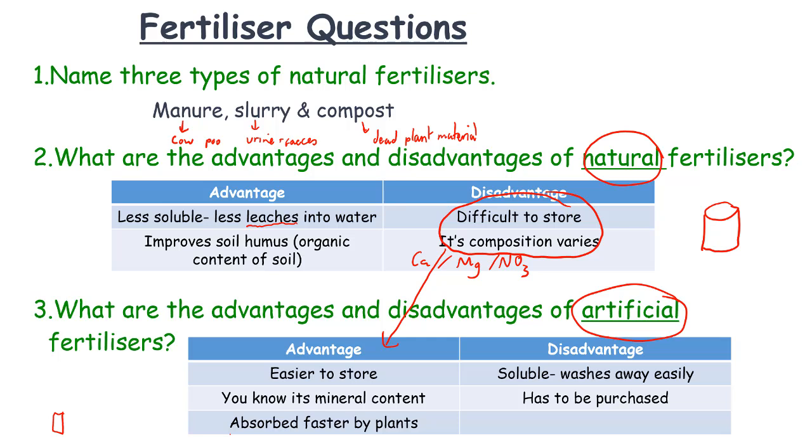Now that leads us to a disadvantage. Because it's more soluble than natural fertilizer, it washes away easily. So you need to be really careful and really controlled about when and how you put it onto your grass or your crops. As well as that, it has to be purchased, whereas the natural fertilizer, if you had those animals, would have been free.